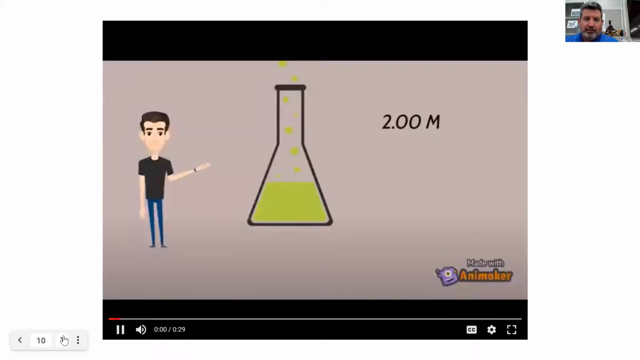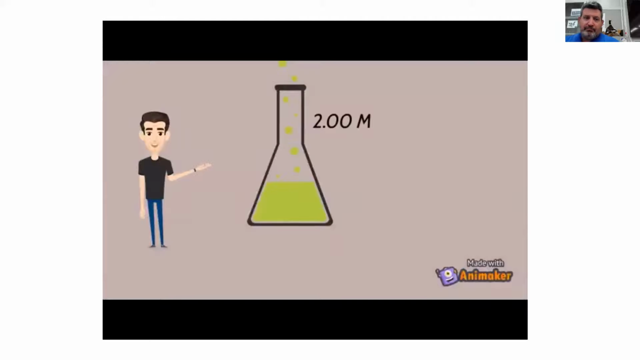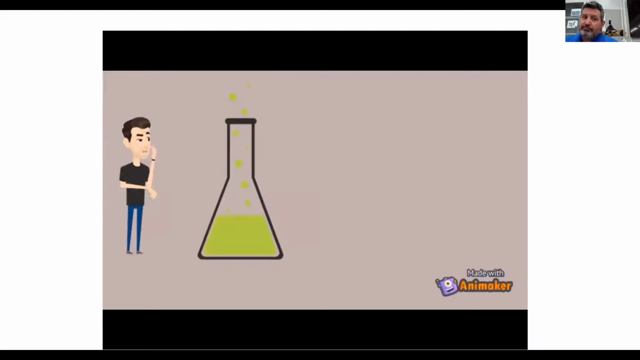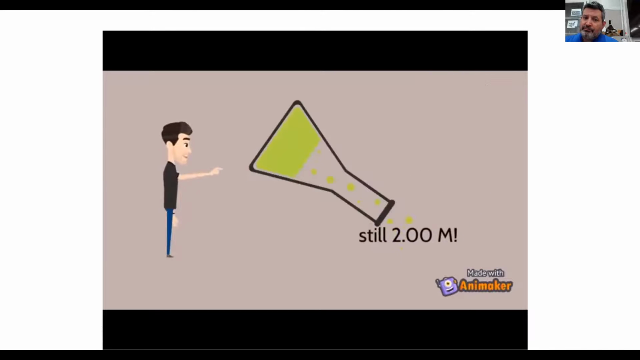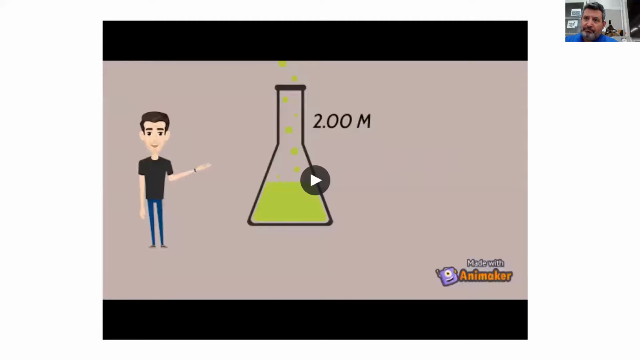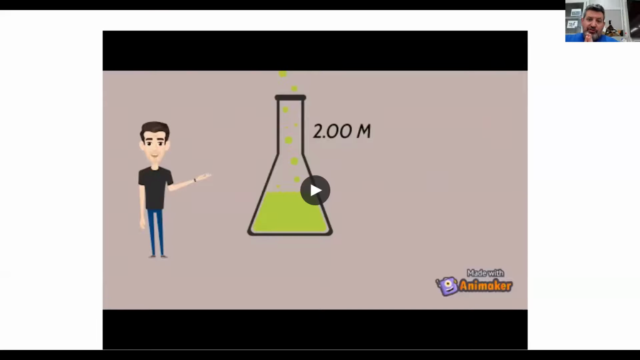Okay. So let's say that in this container, we have a 2 molar solution of this green stuff. What would happen to the concentration if we turn this thing upside down and poured it out? Well, if we turn it upside down and start pouring it out, we would notice that it's still 2 molar. The concentration doesn't change just because you pour some of it out. Okay, and that's definitely true. Pouring out something doesn't change its concentration.